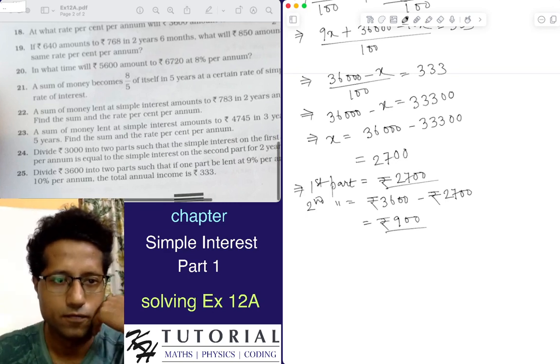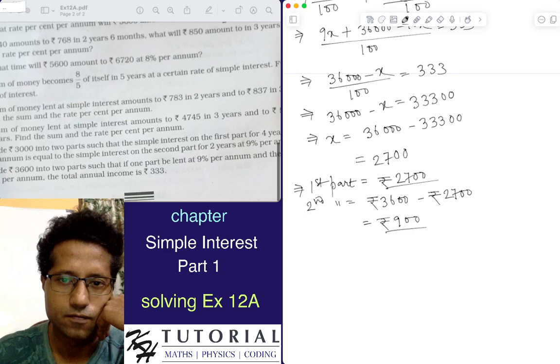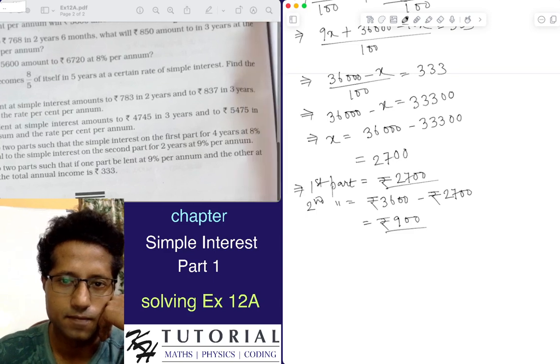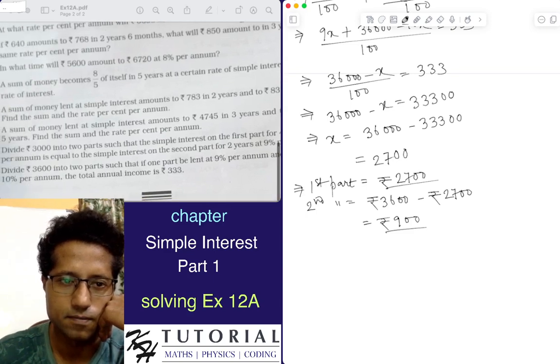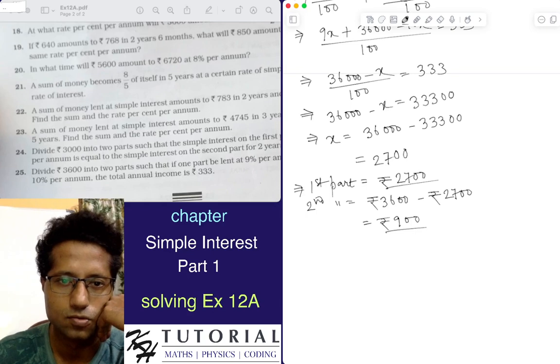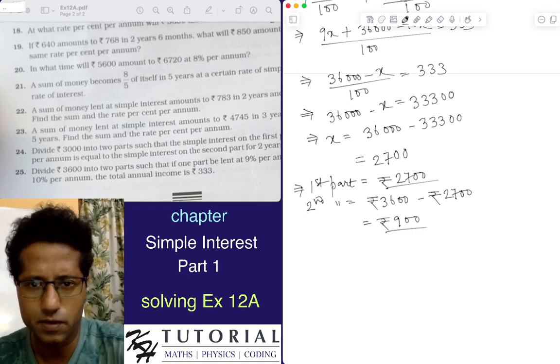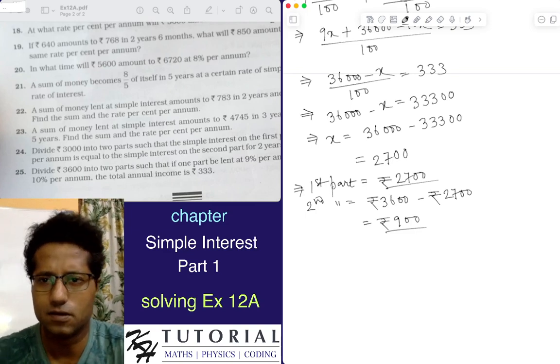Now question number 24, divide rupees 3000 into two parts such that the simple interest on the first part for 4 years at 8% per annum is equal to the simple interest on the second part for 2 years at 9% per annum. Divide into two parts such that. So this is quite similar to the previous question. So you will get an equation of the form.